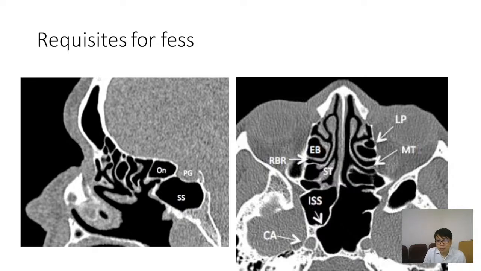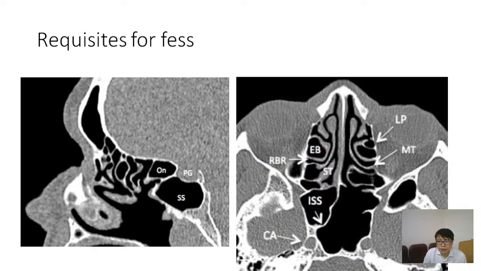And if it is a more aggressive surgery, where we are removing the majority of the mucosa, and we are dealing with removal of turbinates or more extensive surgery, then we'll call it endoscopic sinus surgery rather than functional endoscopic sinus surgery.